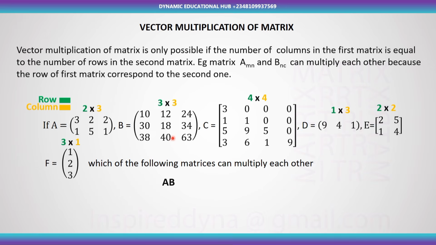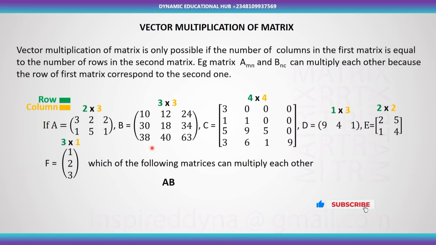Now let's see if B, A can multiply each other. For B, A, I'm picking the column here and the row here. So the value is not the same. You have 3 against 2. So it means that it's impossible. We cannot multiply them together. B and A, so B, A cannot multiply each other.